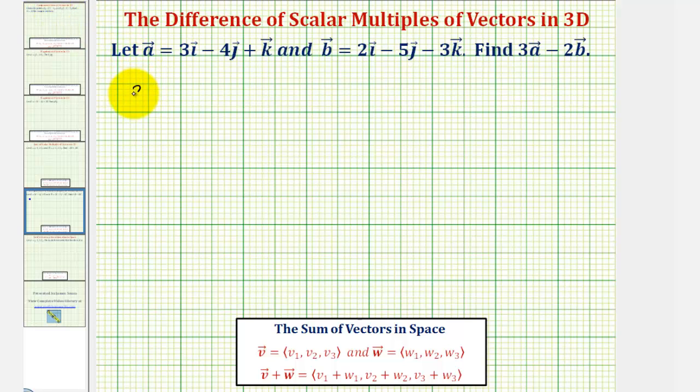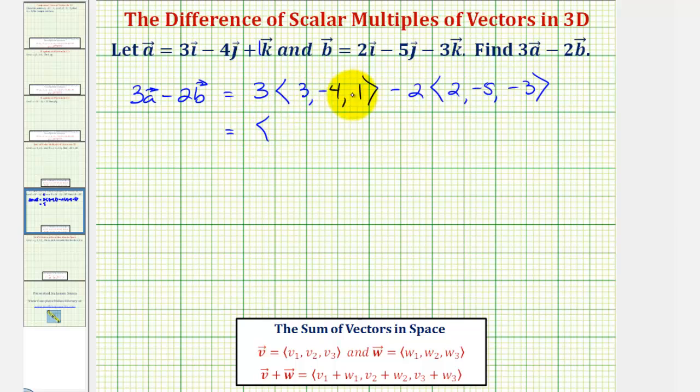So for 3 times vector a minus 2 times vector b, let's write this as 3 times vector a in component form would have an x component of positive 3, a y component of negative 4, and a z component of positive 1. And then minus 2 times vector b in component form would have an x component of 2, a y component of negative 5, and a z component of negative 3. And now for the next step, we'll perform the scalar multiplication.